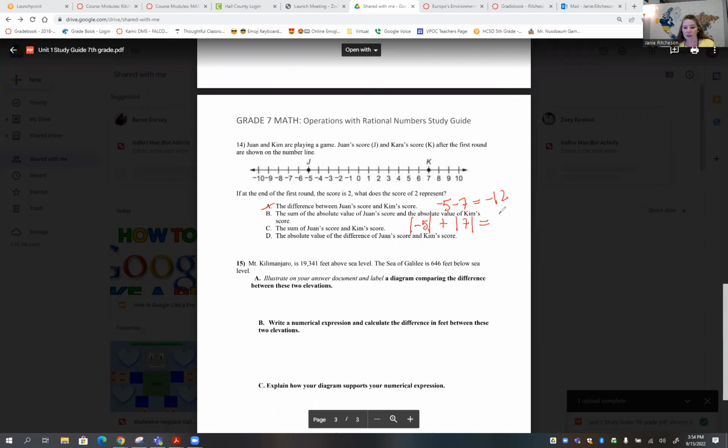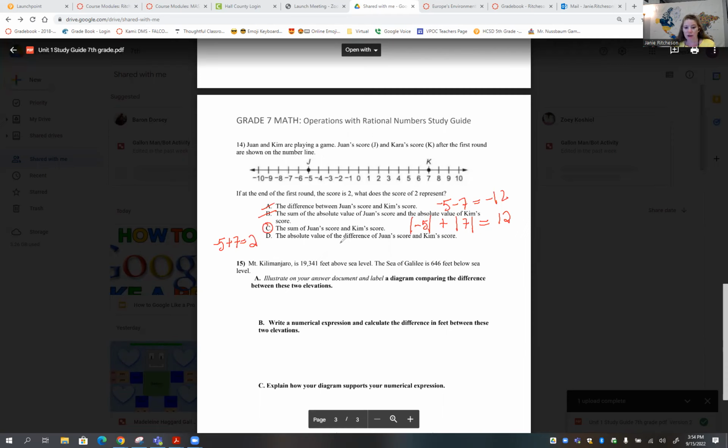So that does not equal 2. That equals +12. That's out. The sum of Juan's score and Kim's score. Well, if we find the sum of -5 and 7, that is exactly 2. So I believe C is the correct answer, but let's look at D just in case.